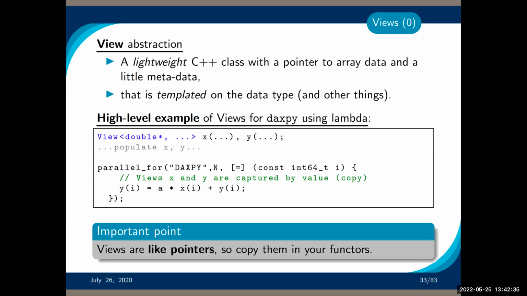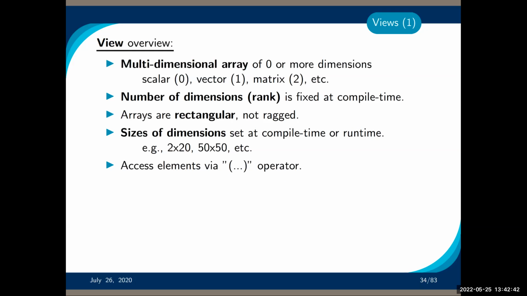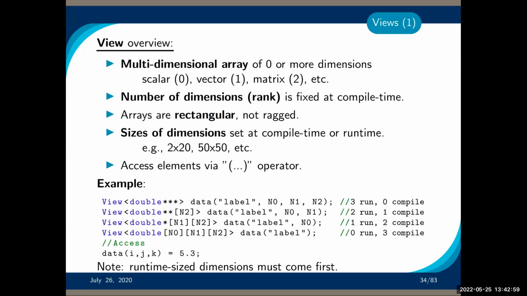And views, again, are just like shared pointers. They're basically reference counted, so you copy them into your functors. And you can have zero or more dimensions. The number of dimensions is fixed at compile time, but the size of each dimension can be specified either at compile time or at runtime. In these examples, the view double star star star is 3-dimensional, and all 3 sizes are specified at runtime via N0, N1, and N2. View double star star, square bracket N2, is also 3-dimensional. The first 2 dimensions are provided at runtime, and the third is provided at compile time. Runtime size dimensions must come first.